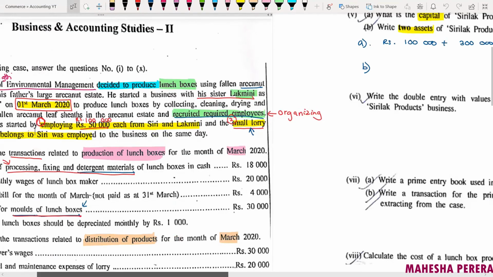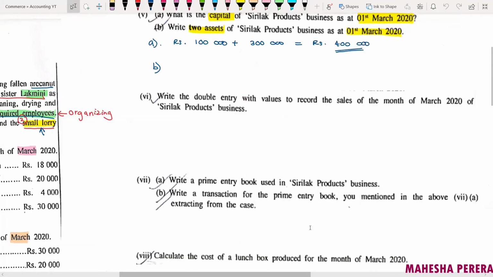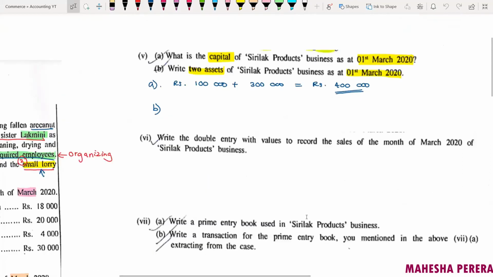Even in the marking scheme, they have mentioned the lorry. No need to say motor vehicles. So you can write two assets. Number one, cash. Number two, lorry. Always quantify your answer. So two assets. We wrote two assets.